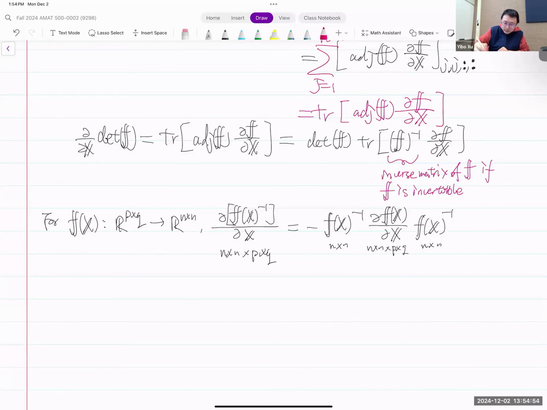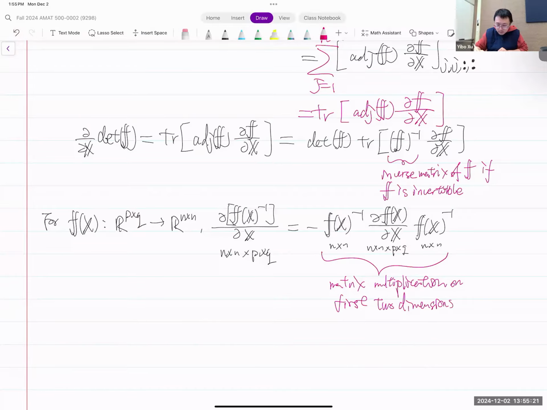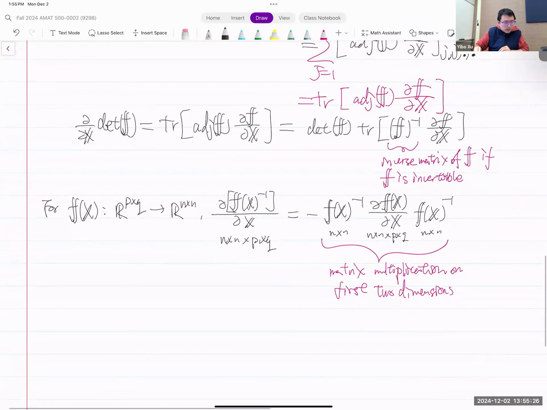So here, this is matrix multiplication on the first two dimensions of the tensor. Okay. All right.